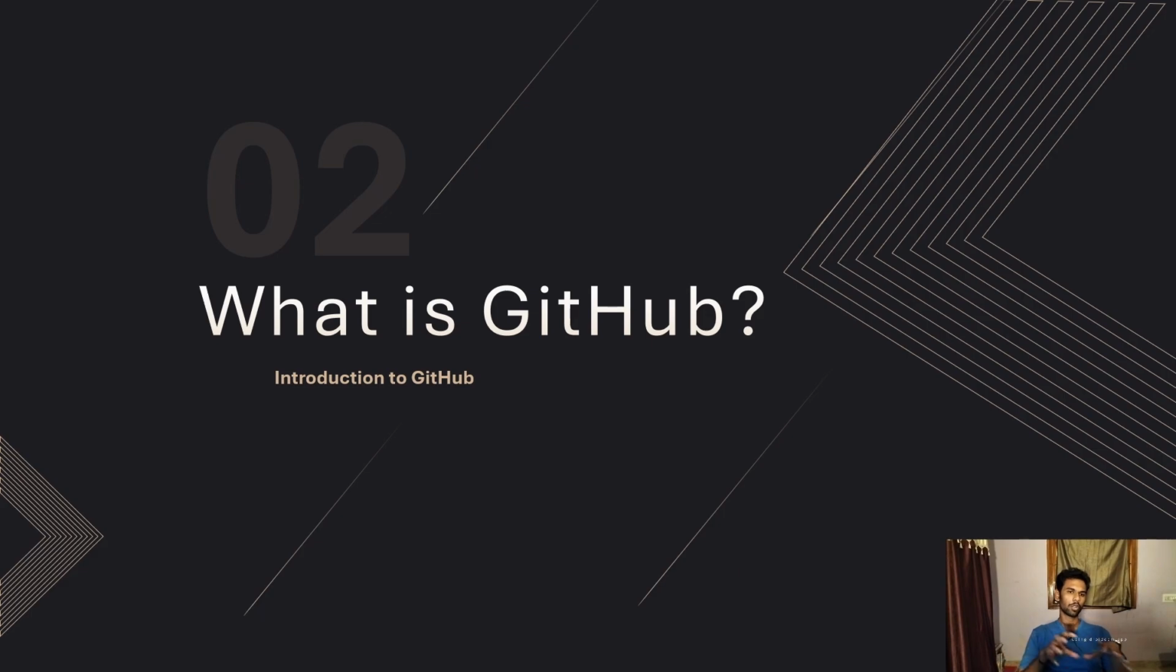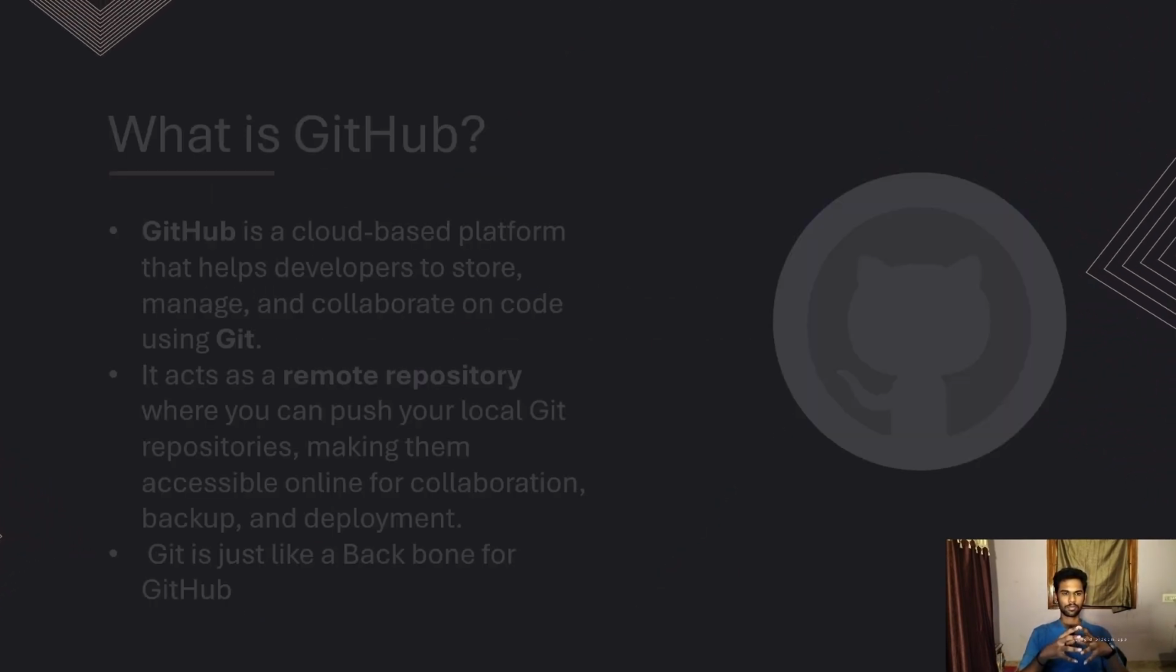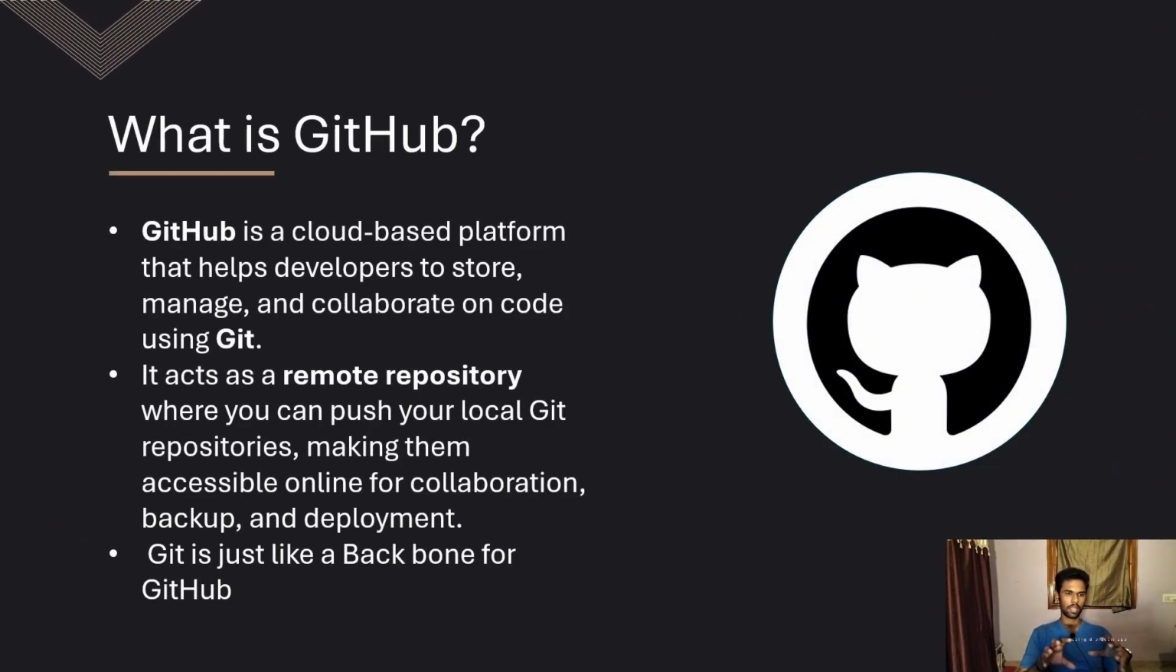To begin our module 2, we have to understand what is GitHub. GitHub is a cloud-based platform that helps developers to store, manage and collaborate on code using Git. It acts as a remote repository where you can push your local Git repository, making it accessible online for collaboration, backup and deployment.